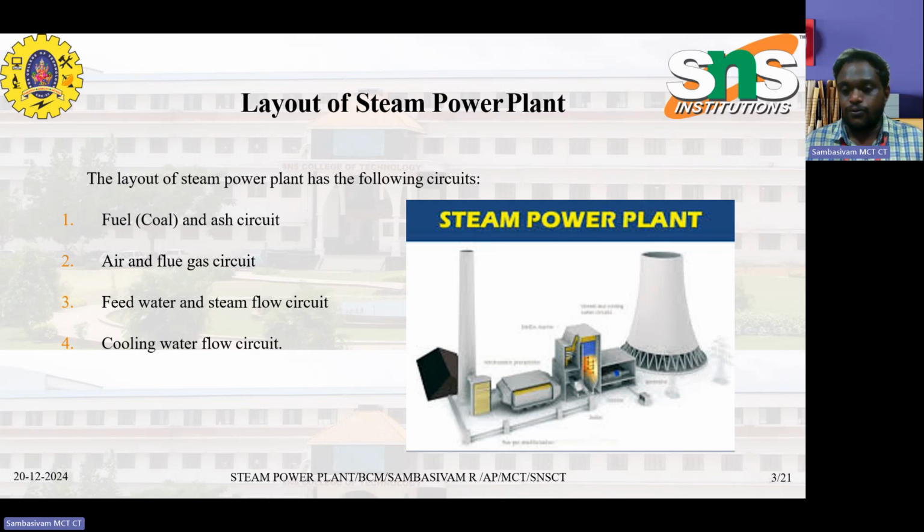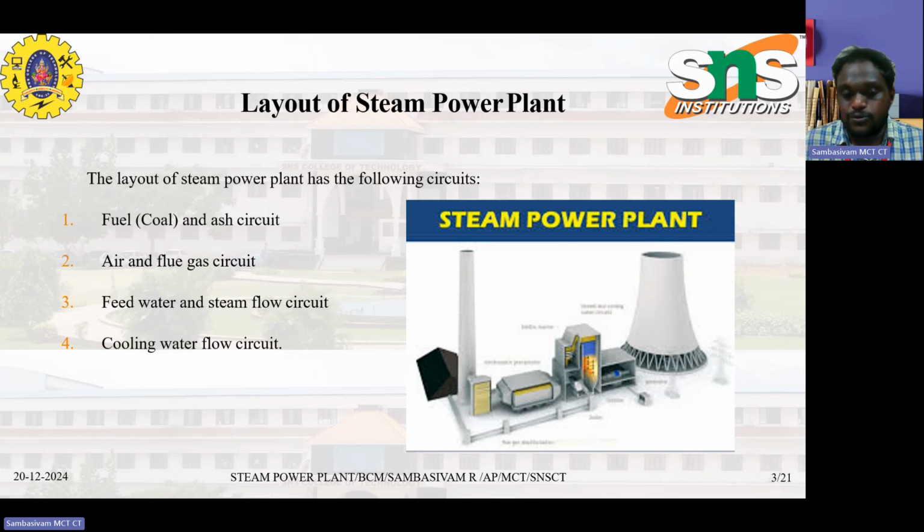An example of such a fuel is coal. It has to be completely burned, and once it has burned completely, ash is produced. That recycling process has to be done according to the requirements. Similarly, the air and flue gas circuit: whenever air is mixed with the fuel, it makes combustion, which produces heat, heats the coal and makes the boiler heat up.